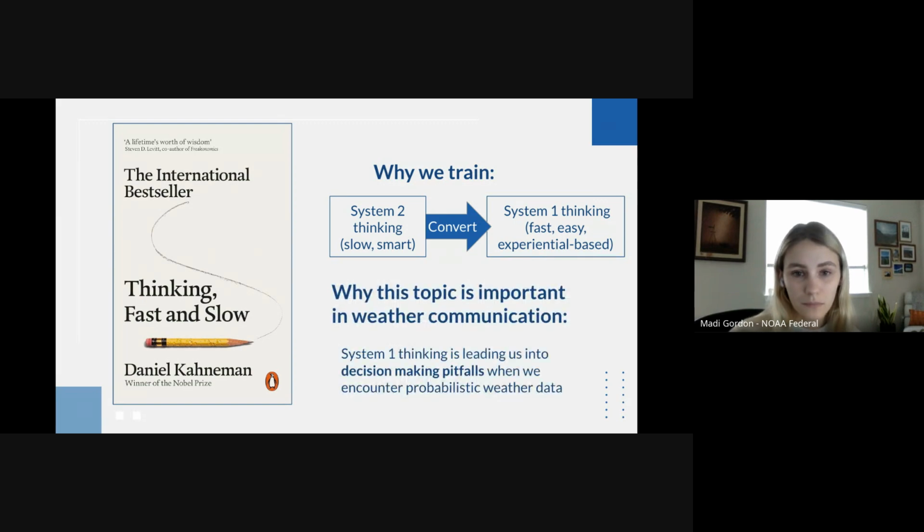So in weather communication, this is important because our system 1 is leading us into decision-making pitfalls when we're encountering probabilistic weather data. And I say we, as in, yes, meteorologists, emergency managers, the public alike, we all fall victim to the same pitfalls here, even though we have a more in-depth understanding of these probabilities.